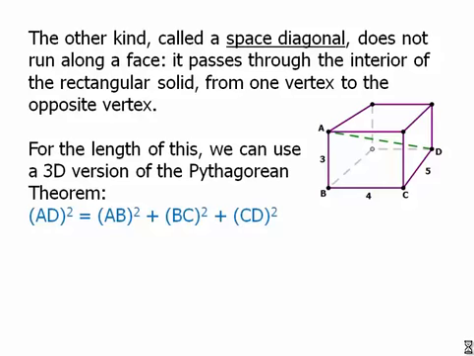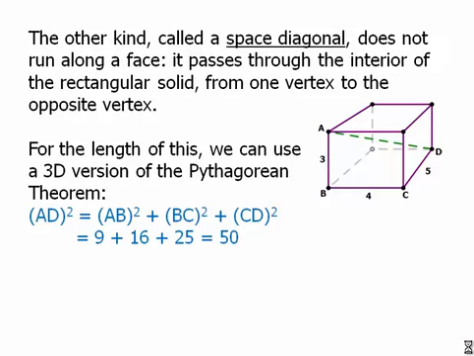And so for this, we use a 3-dimensional version of the Pythagorean theorem. So it's actually edge squared plus edge squared plus edge squared. As long as those 3 edges are all perpendicular to each other, then we can square all 3 of them, add them together, and that will equal the square of the space diagonal.